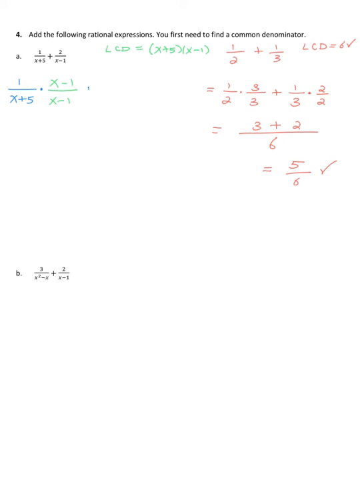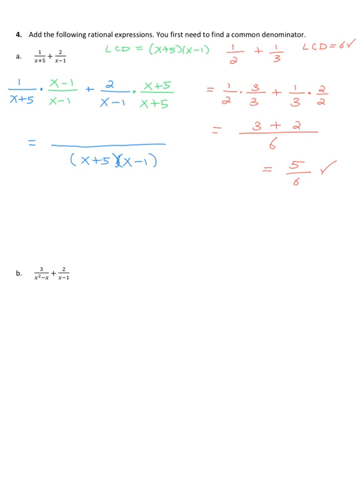If I continue to my second fraction, I have to ask myself, well, what's missing? What's missing is the x plus 5, so you have to multiply that in. And once you've done this, you have a least common denominator. And I'm going to write it as x plus 5 times x minus 1. It's the product of those two things.